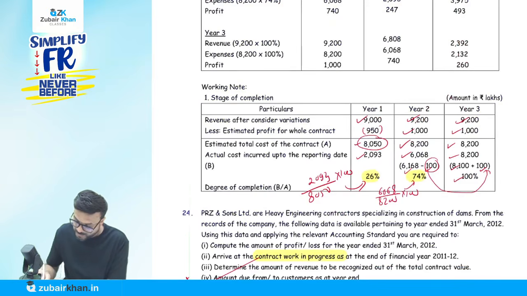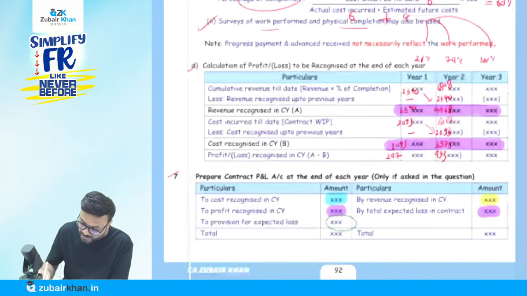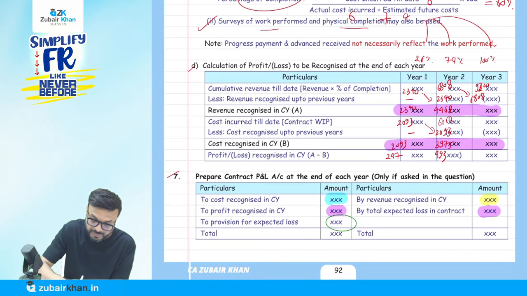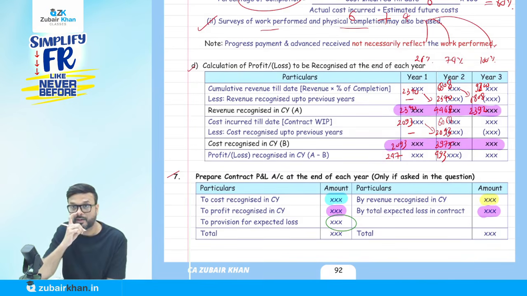Now third year. How much is the total revenue of the third year? That is 9,200 multiplied by 100%, 9,200. How much did you recognize earlier? 6808. So 9,200 minus 6808, that is coming 2392 for that year.